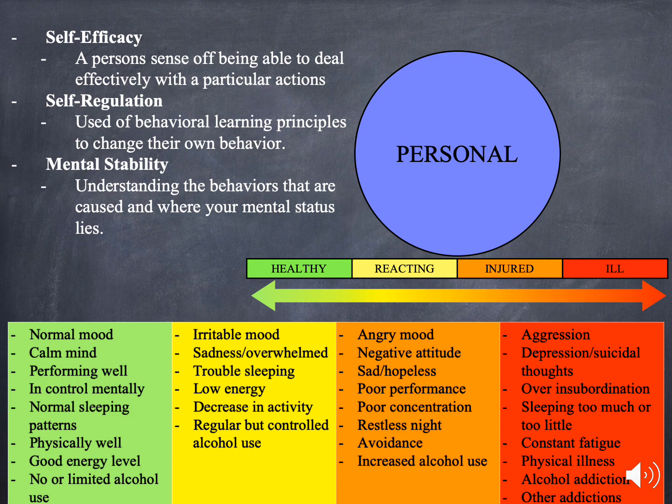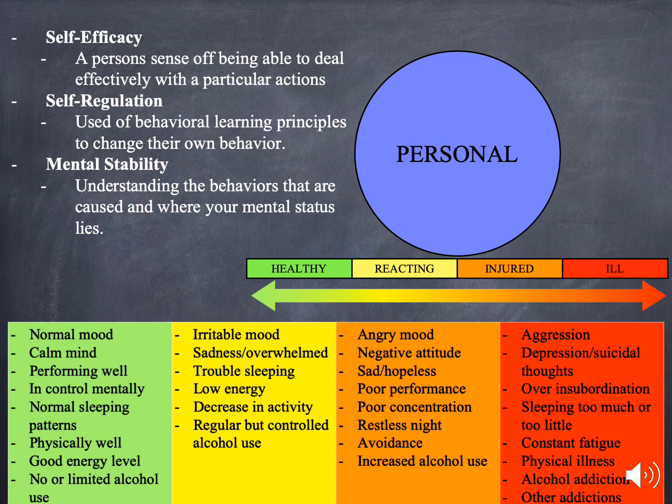Mental stability is the understanding of behaviors that are caused by your mental status. The chart down below, from healthy, reacting, to injured, each has subcategories that explain where a person is. So healthy: normal mood, calm mind, performing well, in control mentally, normal sleeping patterns, physically well, good energy levels, no or limited alcohol use. Reacting has irritable mood, sadness, feeling overwhelmed, trouble sleeping, low energy, decrease in activity, regular but controlled alcohol use.